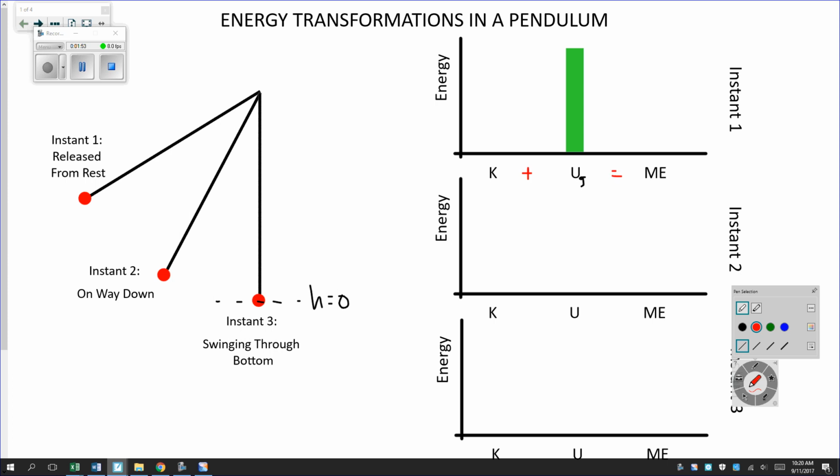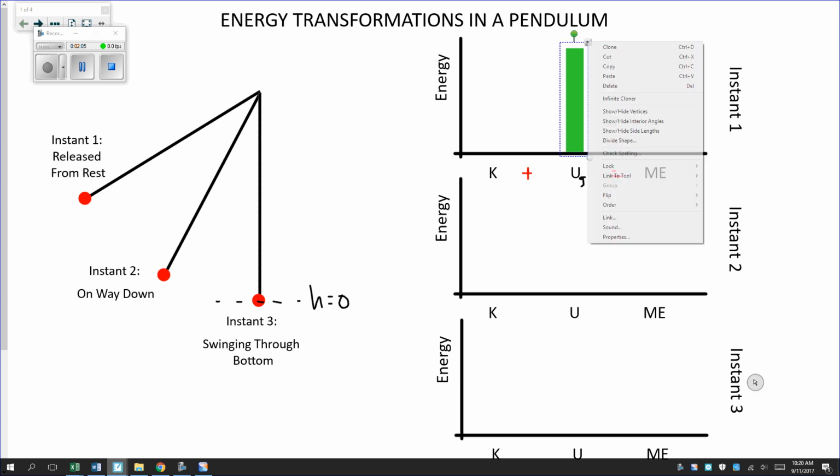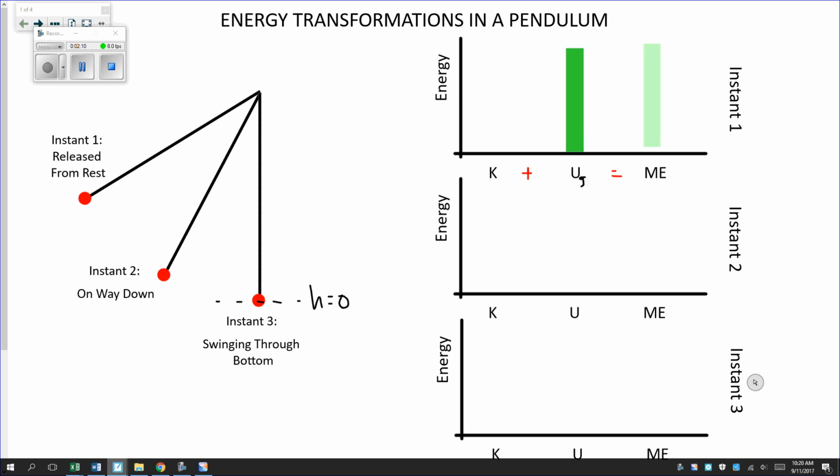In the simplest case, in instant 1, if we're released from rest, that means K is 0. At instant 1, we have this much UG. Since there's 0 K, and ME is the sum of U and K, then that's how much mechanical energy there is.